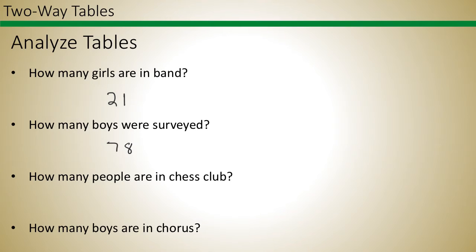How many people are in chess club? So that's a horizontal row. That's going to be the third row down. There are 19 people in chess club. That's the boys and the girls.